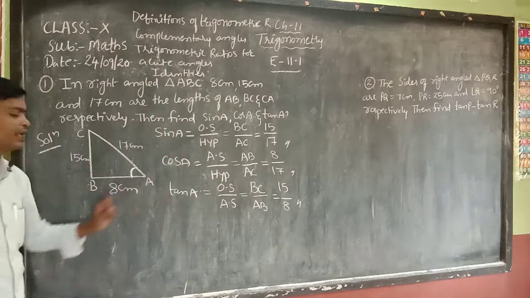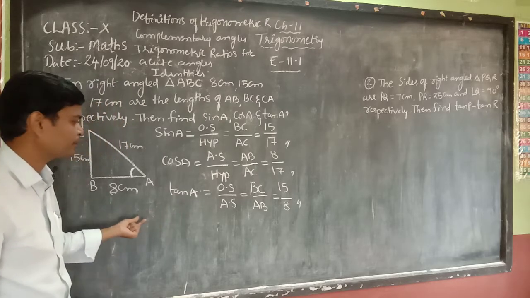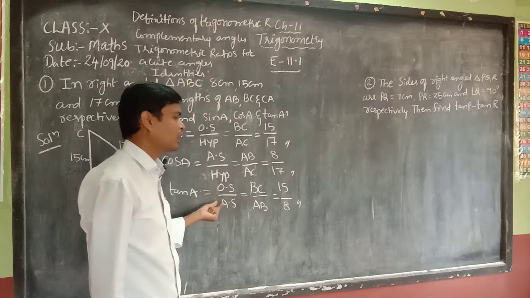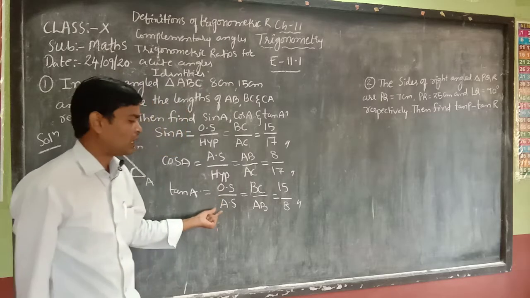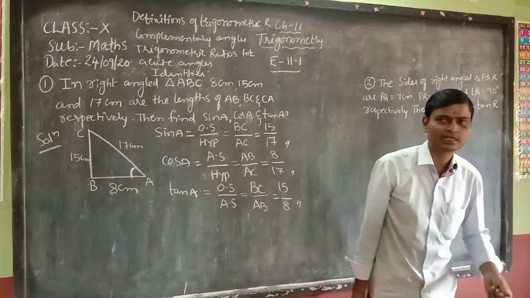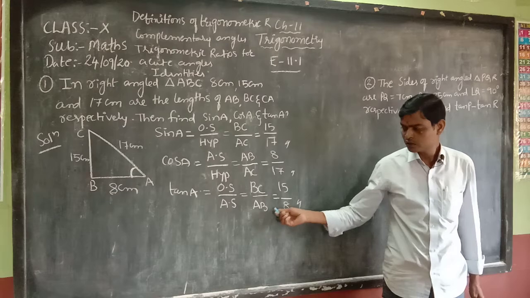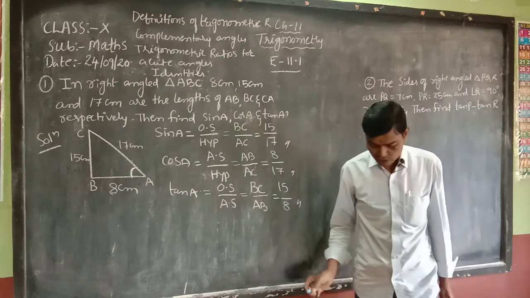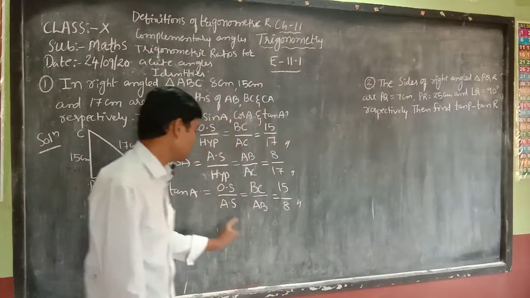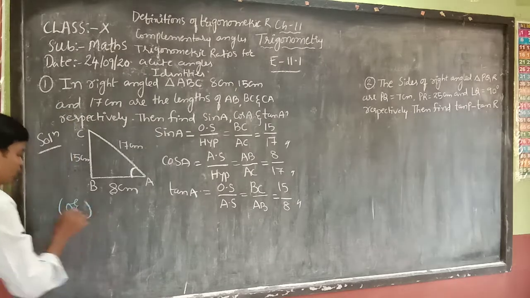Now tan A. What is the definition of tan A? Opposite side by adjacent side. Here the opposite side is BC and the adjacent side is AB. So BC by AB we took. So 15 by 8. So for finding tan A, I will explain one more method.